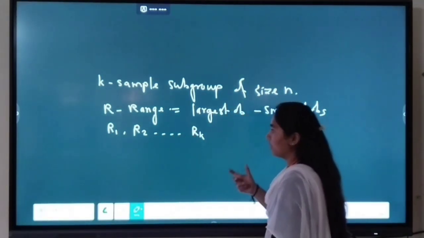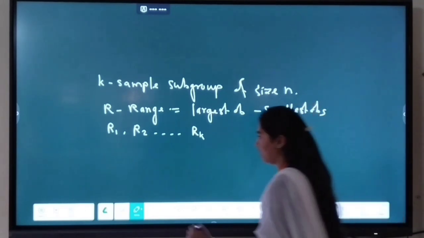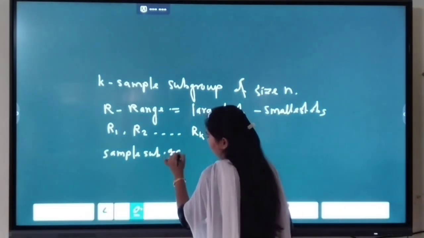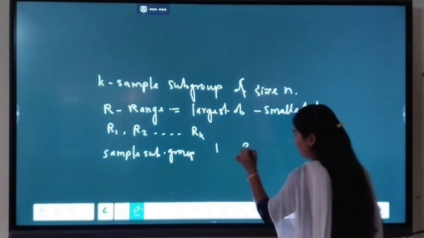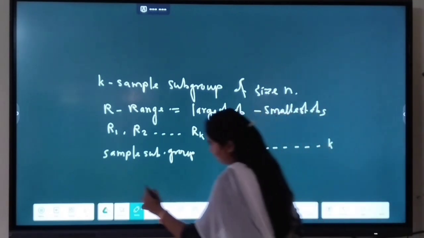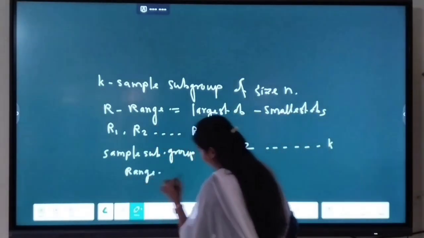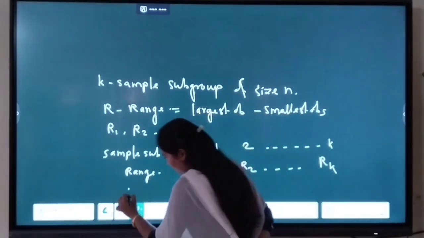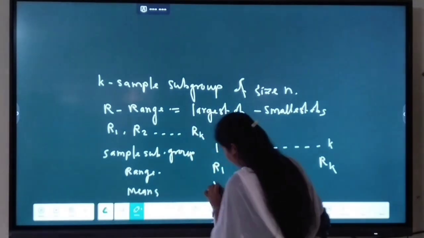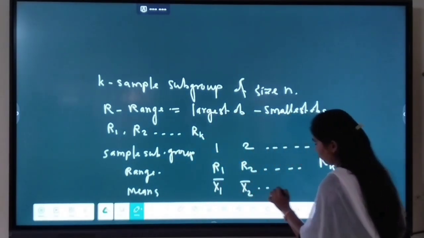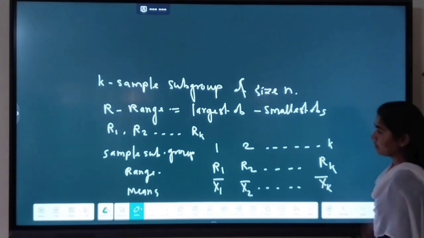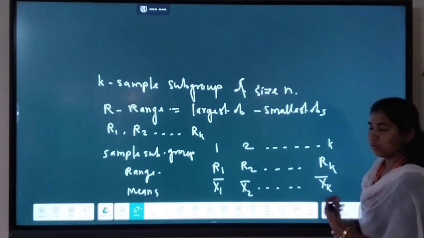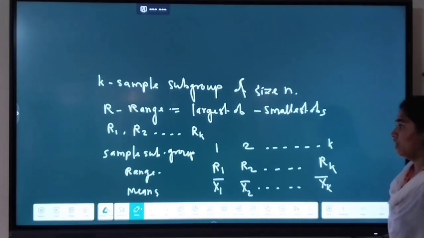Then we create the data in the following table, that is sample subgroups. These are the K sample subgroups, from first up to the k-th. Next we calculate the corresponding range. We get the values R1, R2 and so on. Next we calculate the means of the sample subgroups, that is x1 bar, x2 bar, and so on, xk bar. This is the tabular form of the corresponding ranges and means of the sample observations. So we calculate the control limits for the R chart.